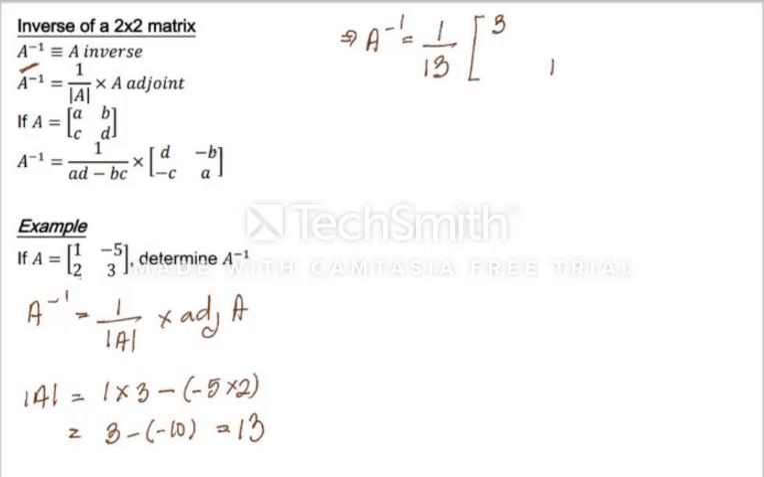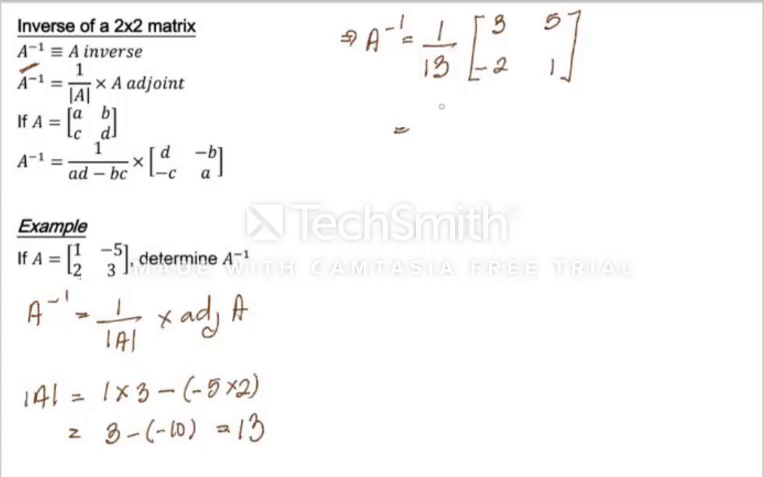The other two elements stay in place, but their signs change. So minus 5 becomes positive 5, and positive 2 becomes negative 2. So now we're multiplying this matrix by 1 over 13. Multiplying by 1 over 13 is the same as dividing by 13.